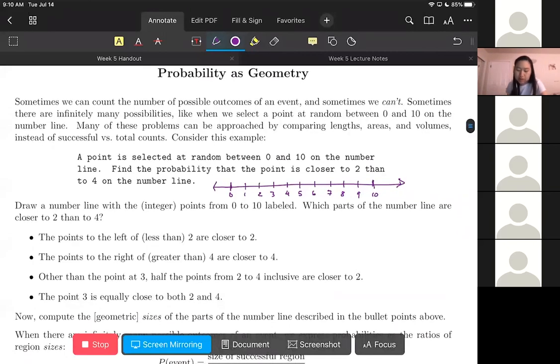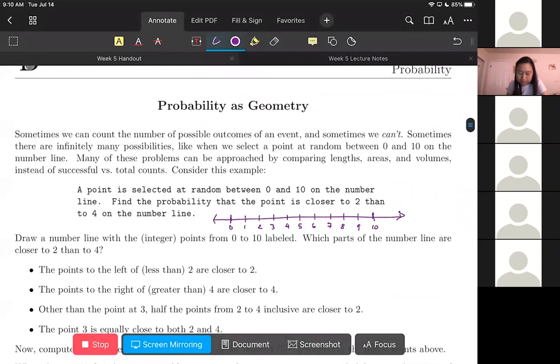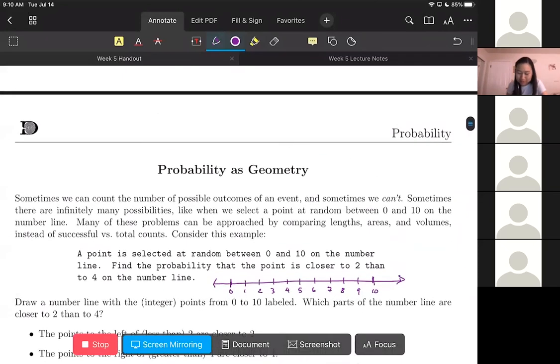So which parts of the number line are closer to 2 than to 4? I won't show the answer yet. Numbers less than or equal to 3. Yeah, so any number at this point or this way is closer to 2 than it is to 4, and any number on this side is closer to 4 than it is to 2.